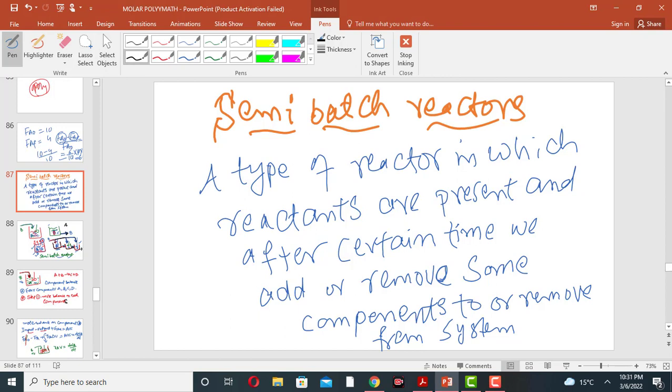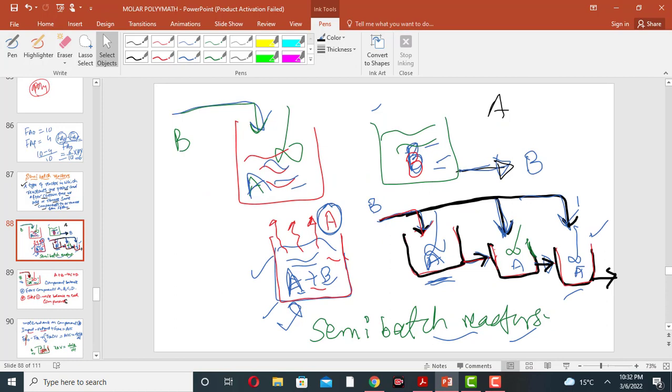A semi-batch reactor is a type of reactor in which reactants are present initially, and after a certain time we add or remove some component from our system. So semi-batch reactors are those in which initially some components are present and we add or remove some component after a certain time to increase our conversion. Usually these are like a batch reactor, but in these reactors we either add or remove some component from the system after a certain time to increase conversion, which is called a semi-batch reactor.